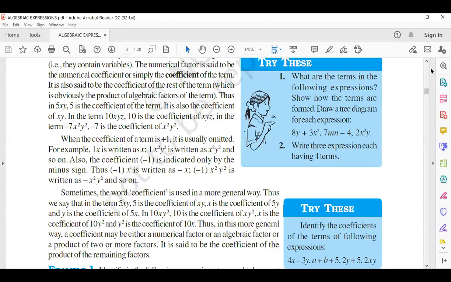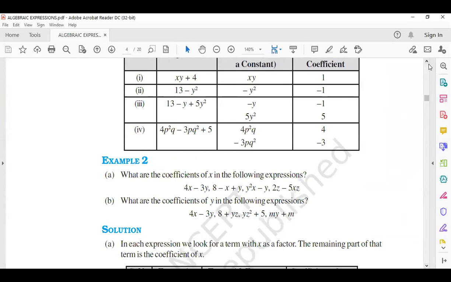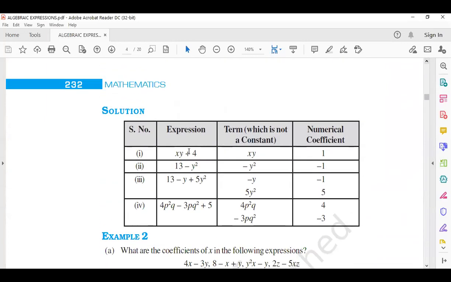Yes, sir. Now coefficient, this is the important part. Look at this example. This is the expression, a term which is not a constant. That means tell me a term which does not have a constant number. So this is the algebraic term. And tell me the numerical coefficient of that term. That will be xy. Which number will we multiply with it? Only 1. Yes or no?